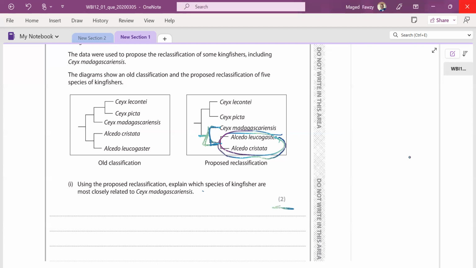Okay? They are sharing a common ancestor, or you can say they share most similarities of DNA. Any reason we have mentioned before, even from O level. Any reason will be perfect.